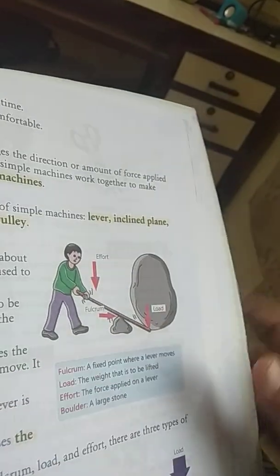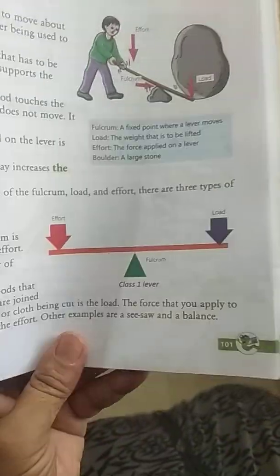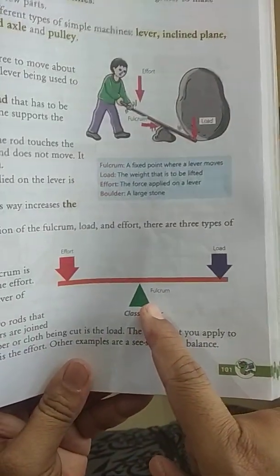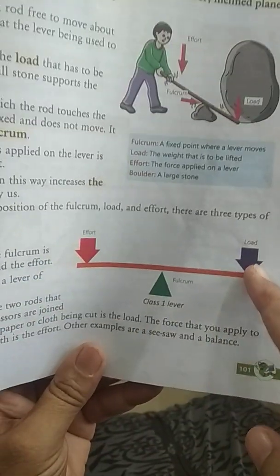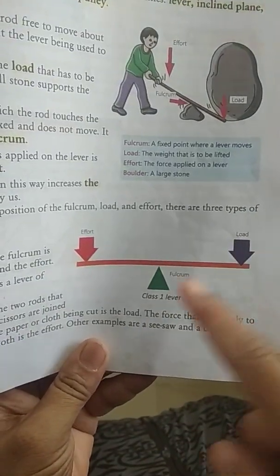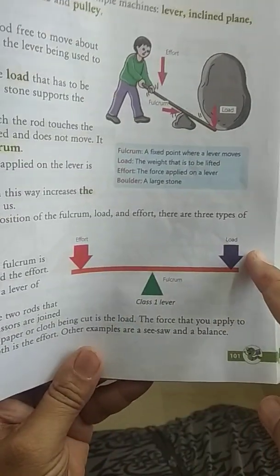So now there are 3 types of lever. The first one is the class 1 lever. Can you see this image? Yes. In this image, you can see a class 1 lever, a simple example of a lever. Here the fulcrum is in the center, here is the effort and here is the load. The fulcrum is between the load and the effort.